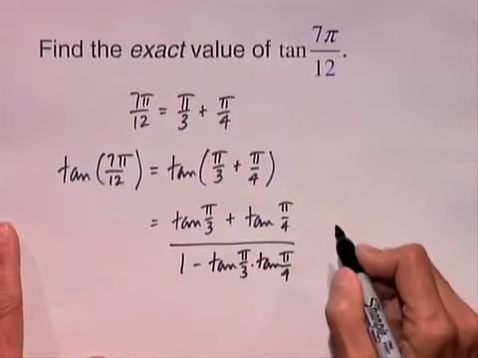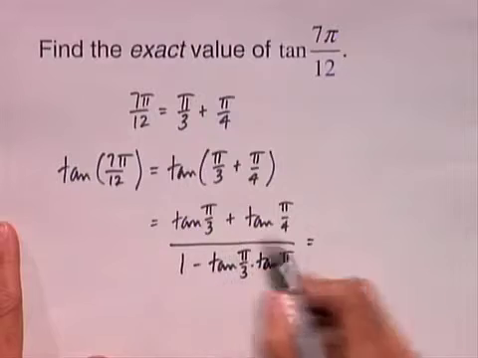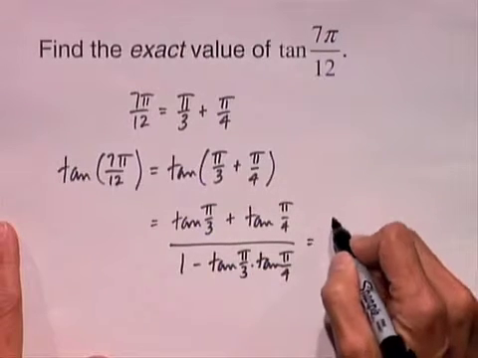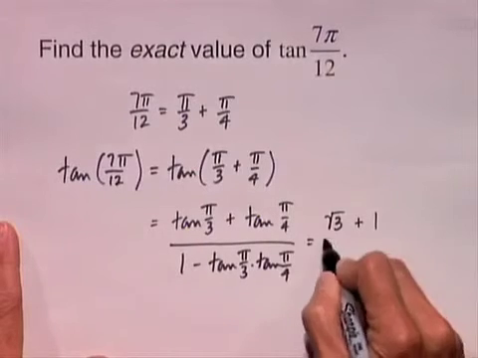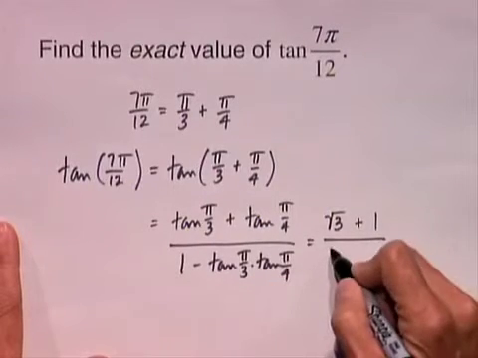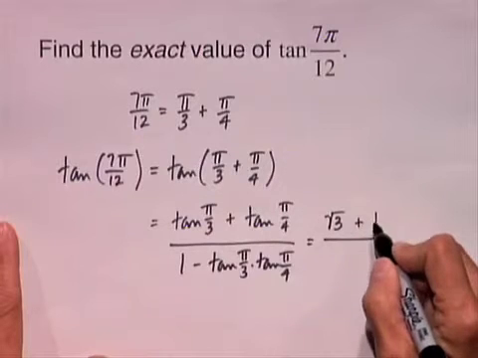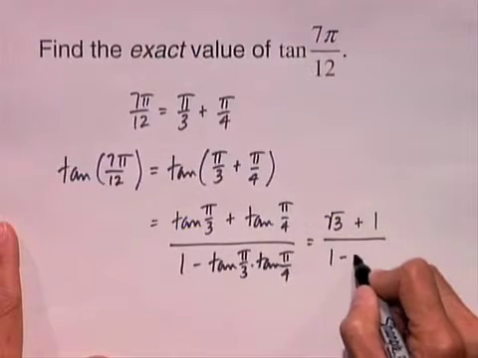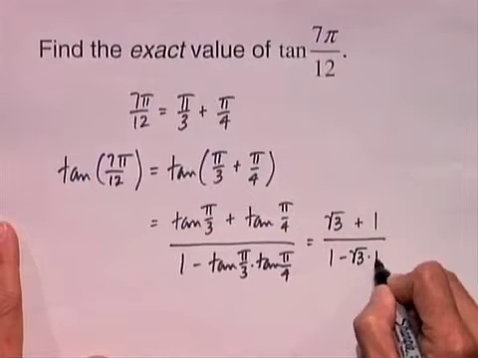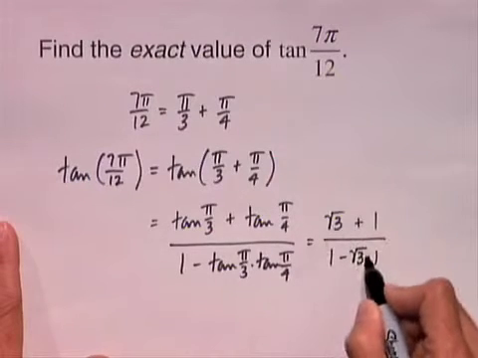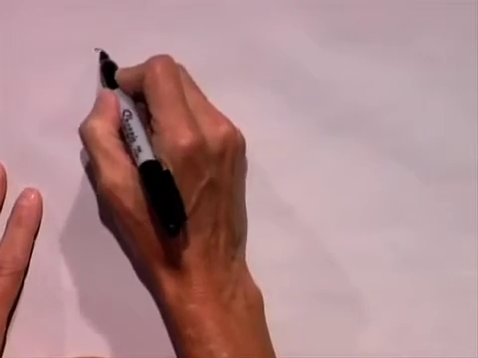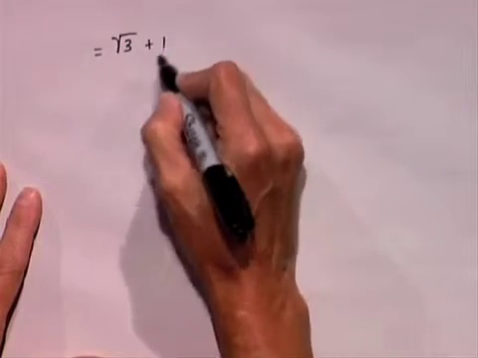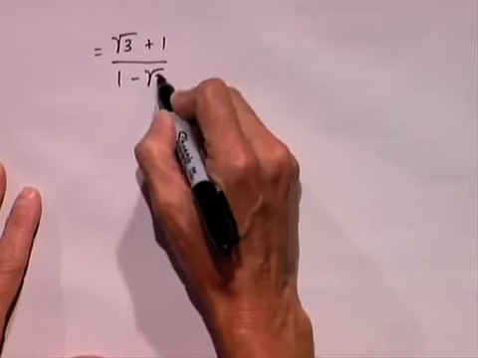And now I need to fill in some values. The tangent of pi over 3 is exactly the square root of 3. The tangent of pi over 4 is 1. And underneath that then, using the same values, tangent pi over 3, tangent pi over 4, I'm going to have 1 minus square root 3 times 1. And so this is the result, but I want to rationalize that denominator. So let me write that on another sheet. What I have at this point is square root 3 plus 1 over 1 minus square root 3.